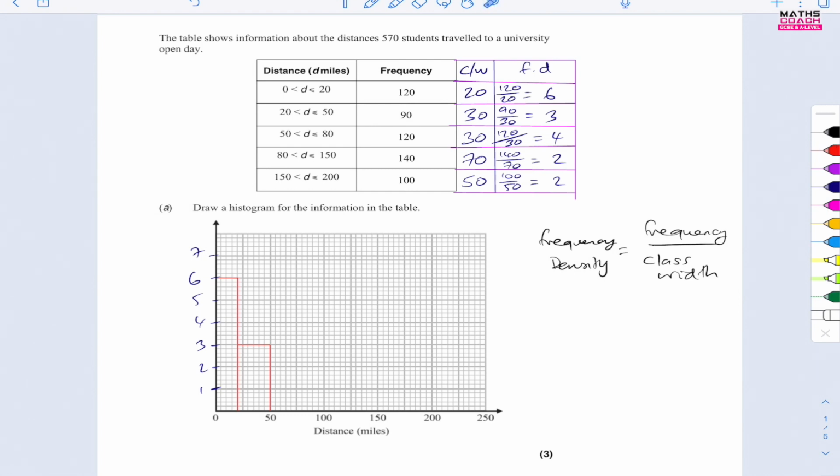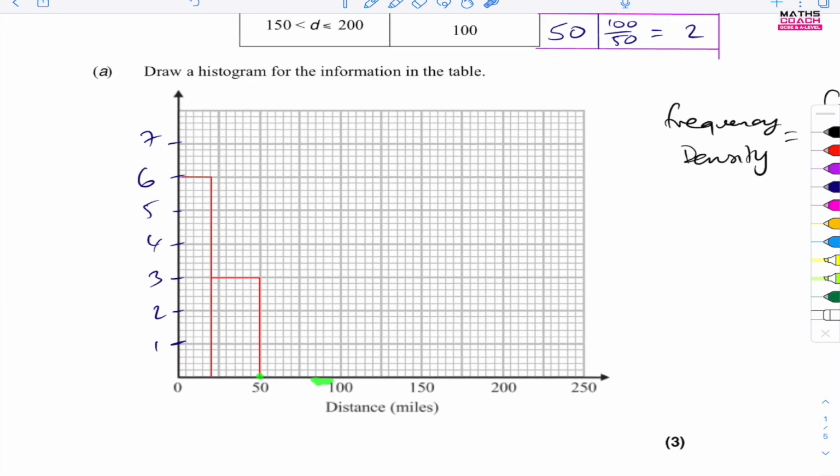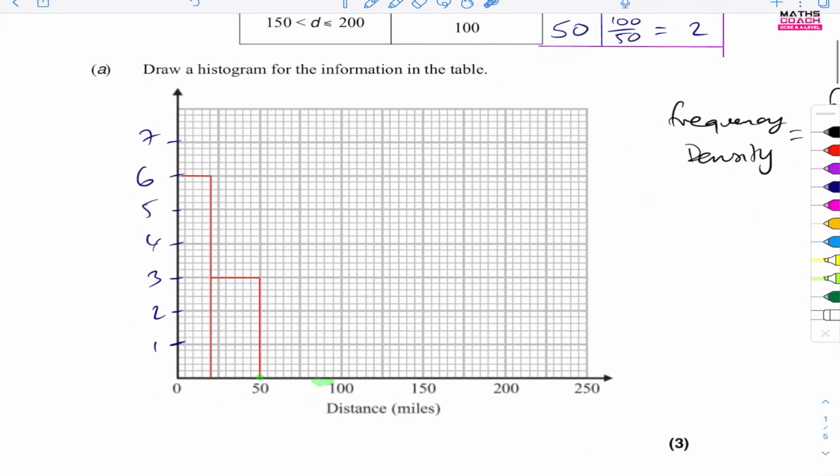Next, what do we have? We have a frequency density of 4 and a class width that goes from 50 to 80. So 50, once again, we need to find where 80 is, somewhere here. So let's zoom in here again. What did we say earlier? Each of these small squares is worth 5. So let's go up in every 2 squares. So 60, 70, 80. That's where 80 is, right there. Okay, so let's just mark that.